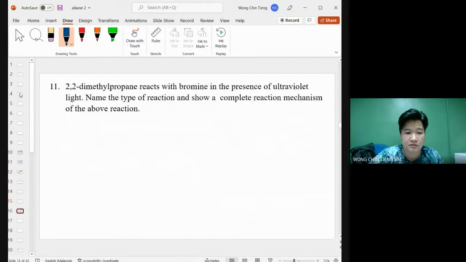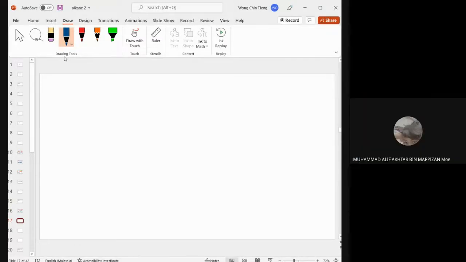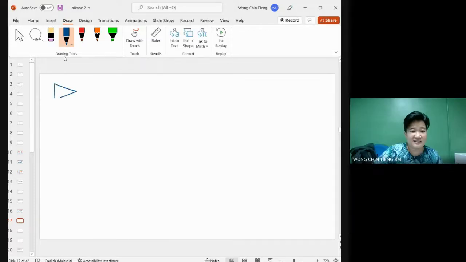Tak ada. I'll give a random question. Cyclo apa nak? Propane. Cyclopropane. Cita-cita hang sangat tak tinggi. Cyclopropane je. Kita buat yang ni sikit lah.